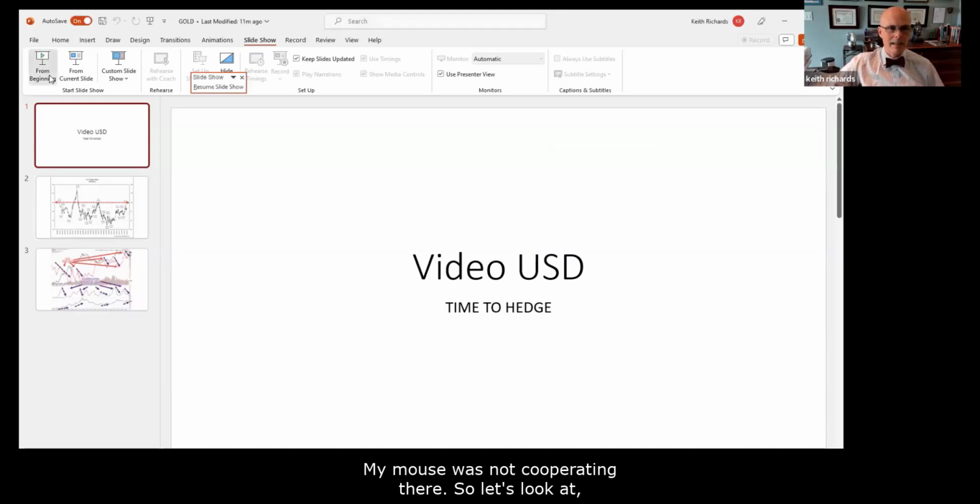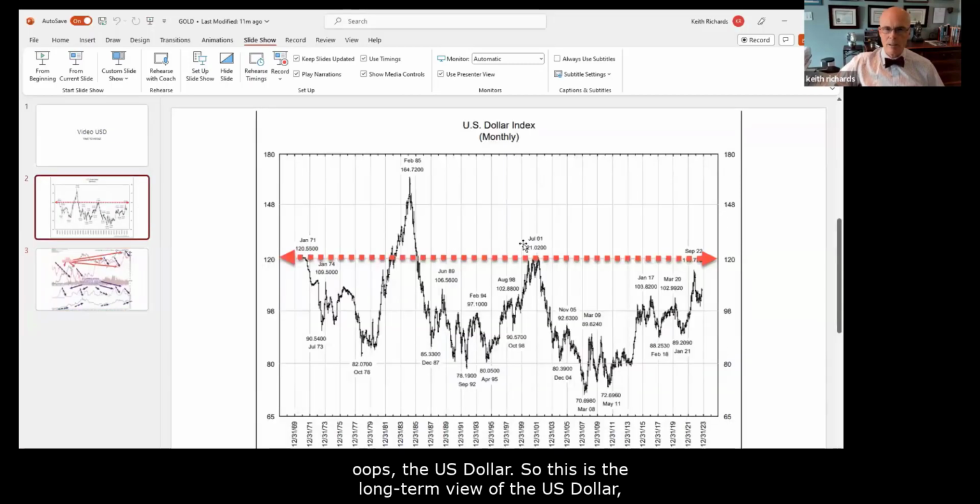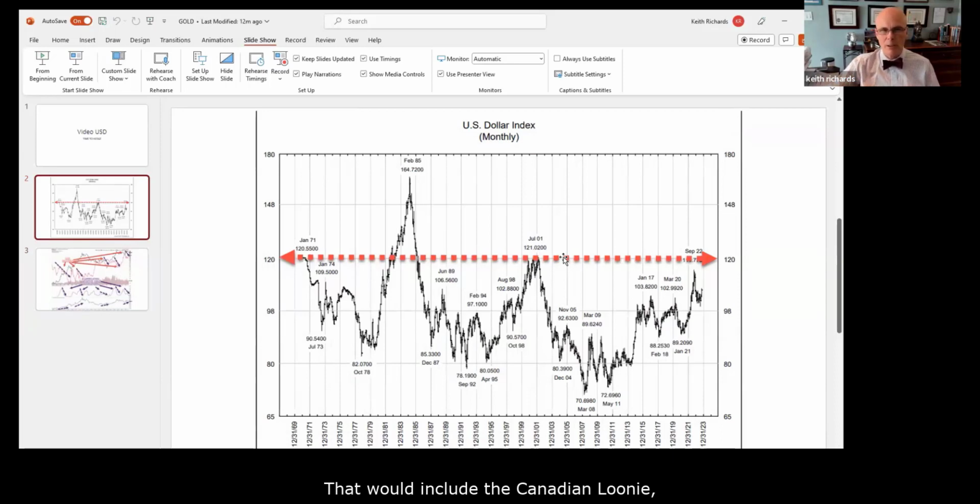So let's look at the US dollar. This is the long-term view of the US dollar, and it goes back to 1969. You can see this is the US dollar as compared to a basket of currencies, not securities, but currencies that represent the mass of currencies versus the US dollar. So global currencies against the US dollar. That would include the Canadian loonie, but it would also include the euro and the Japanese yen and many others.